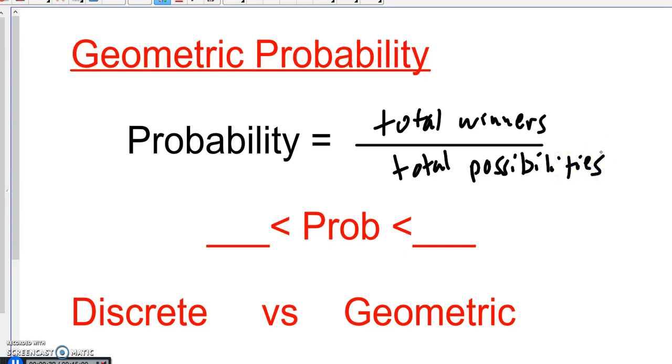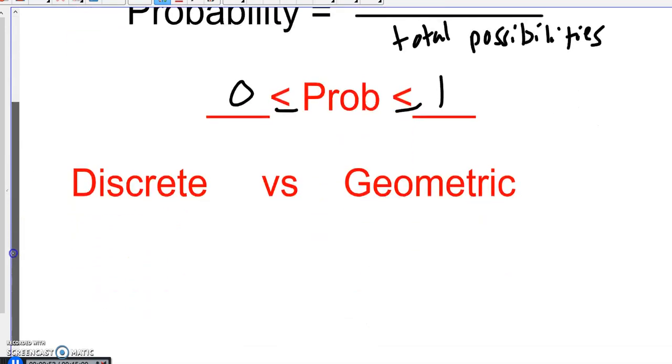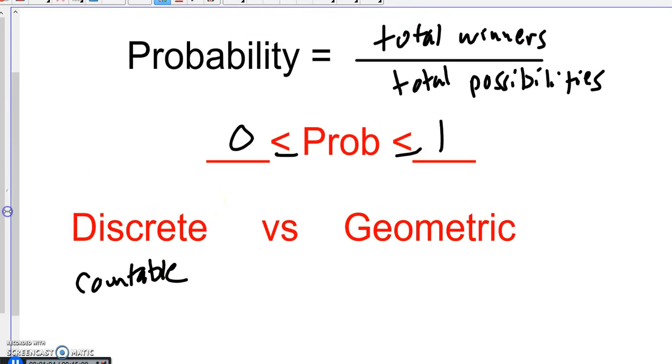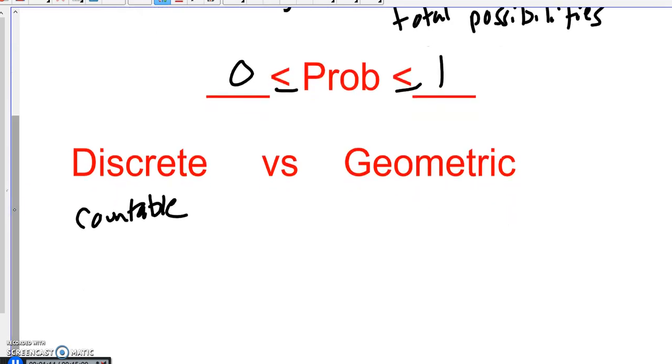Probabilities are between 0 and 1, 0 being 0% and 1 being a 100% chance of that happening, and it can exactly equal either of those amounts. So far, most of the probability you've done has been discrete, which means countable is the fancy math word for that. You calculated it by finding the total number of things that fit whatever you were looking for and dividing by the total number of possibilities.